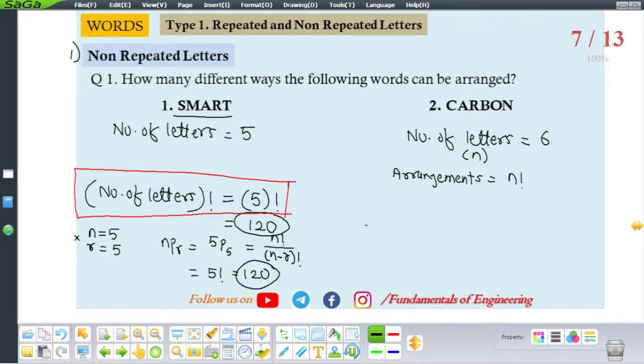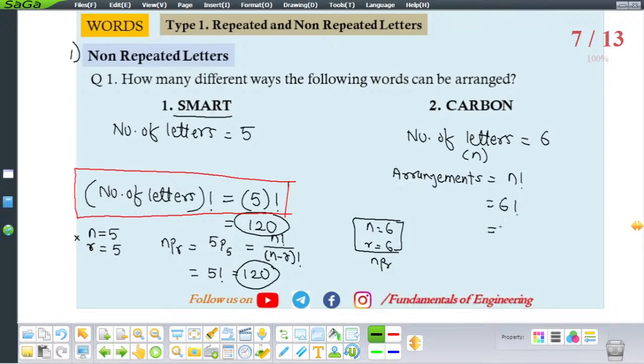By using the formula also you can solve it. n is equal to 6, r is equal to 6. But this will take more time, so we are not using the formula nPr. Instead of that, we are solving by using the shortcut trick: n factorial, that is 6 factorial.